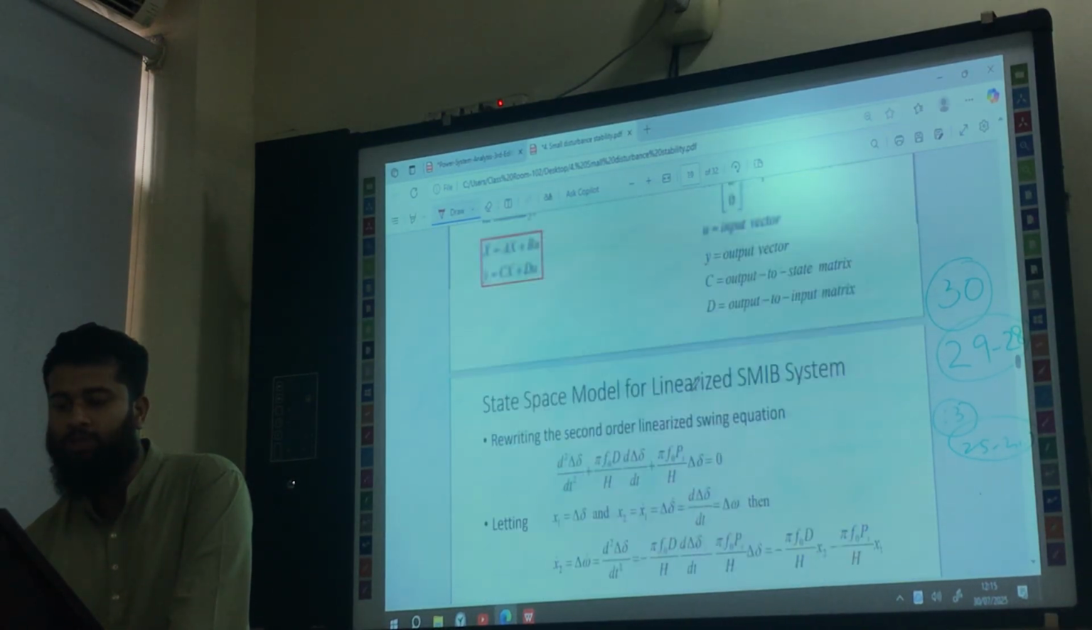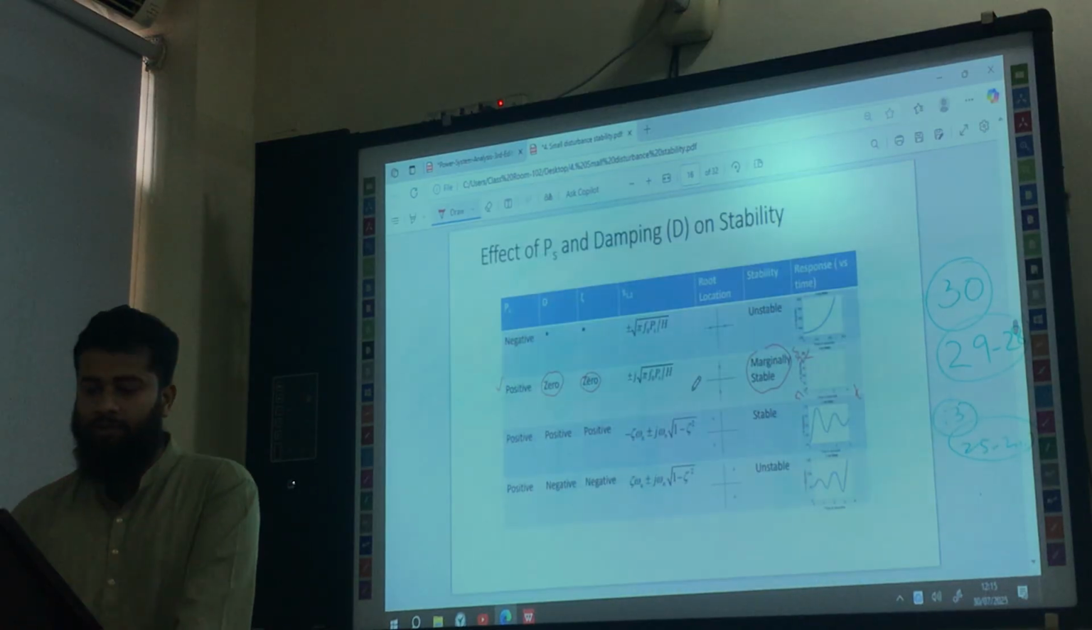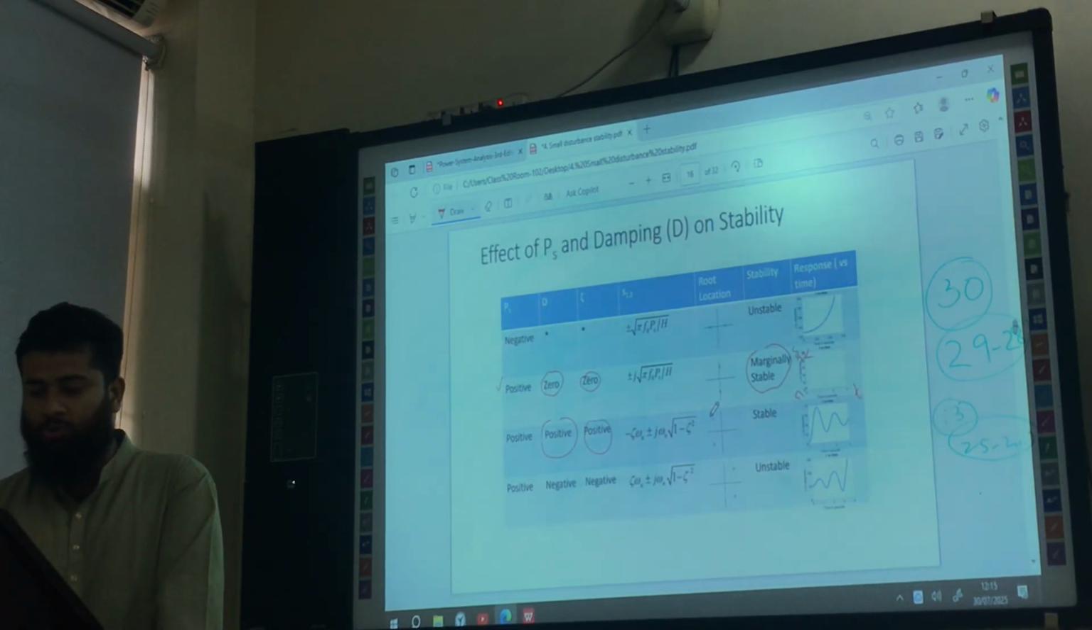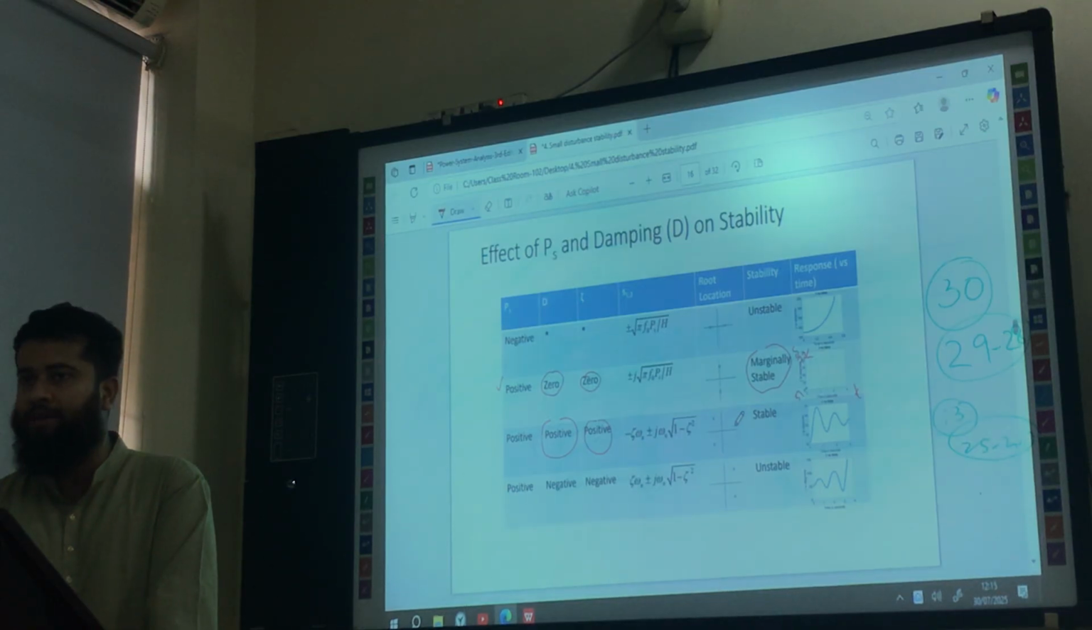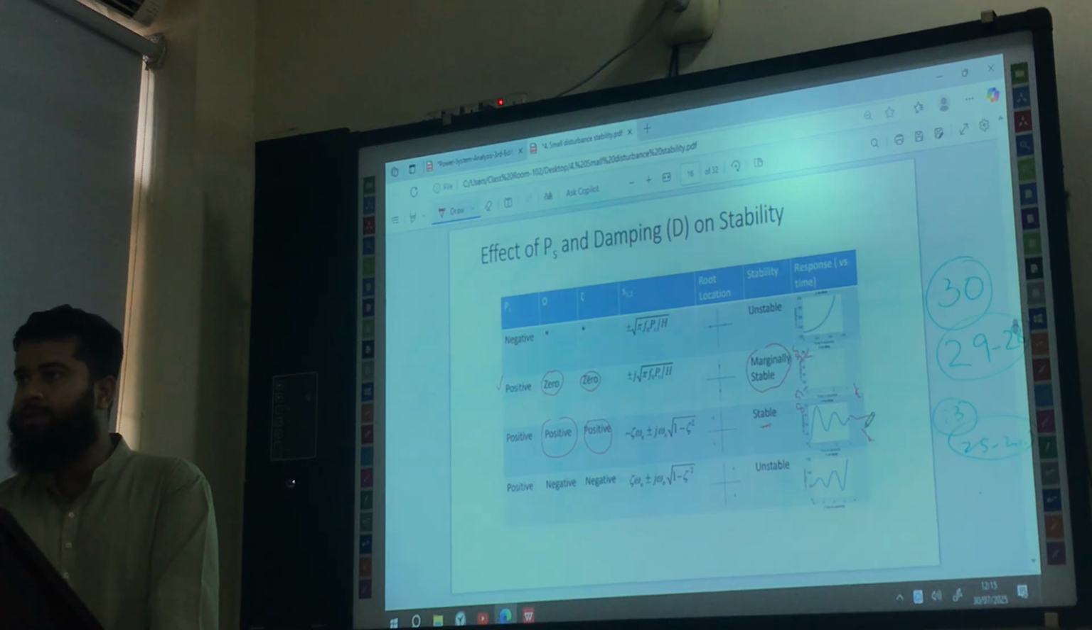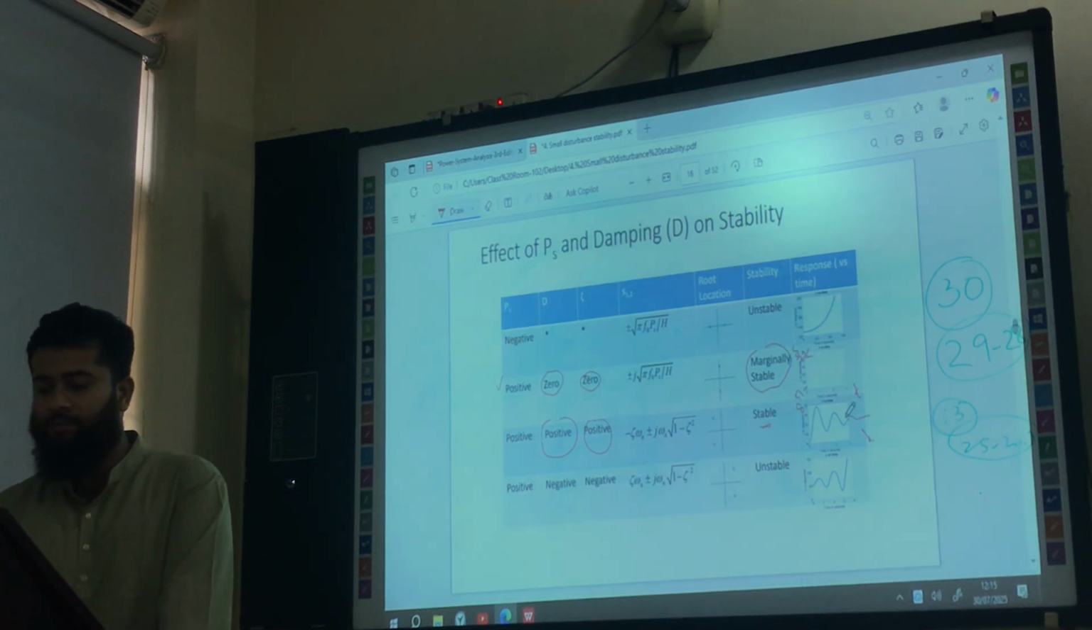Now, let's go back to this table. This is the third case. Whenever our t and zeta are positive, we will get two roots on the left side of the s-plane. That means the system is stable. Look, what is the delta versus t response? If you continue the simulation, you will see that it settles to a fixed curve, right?